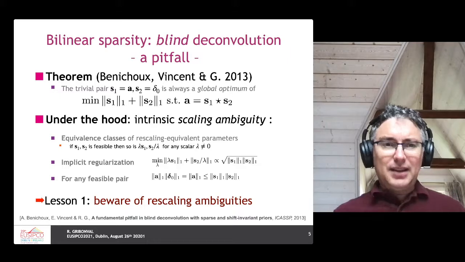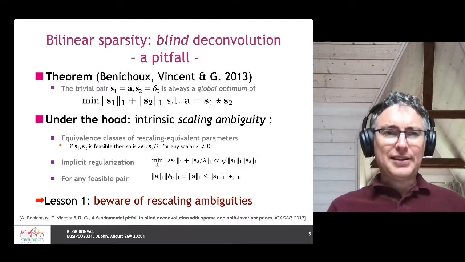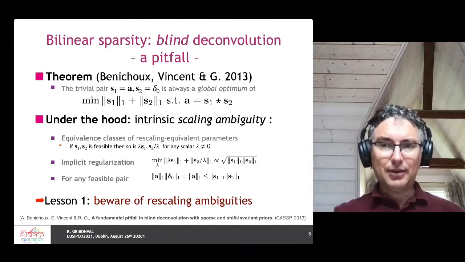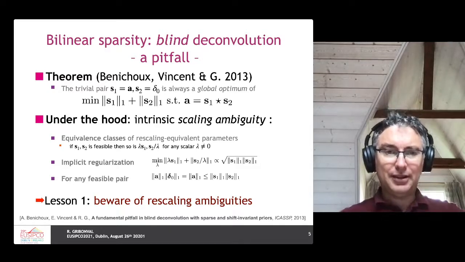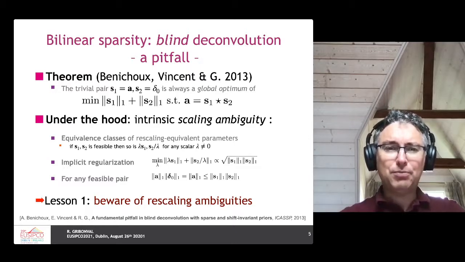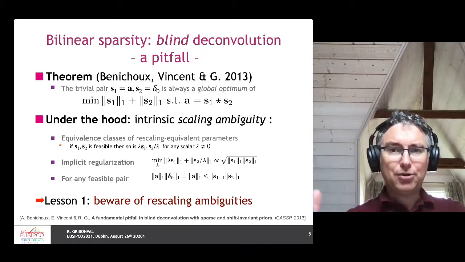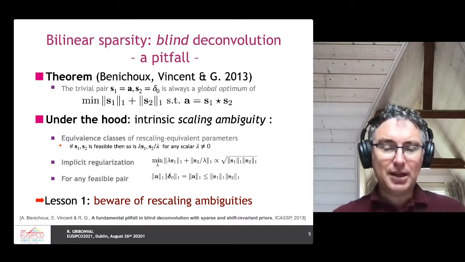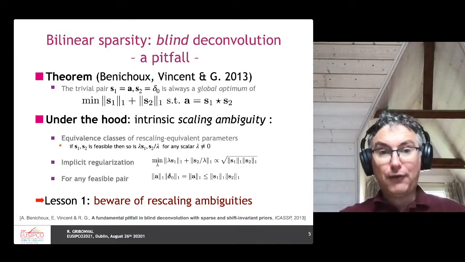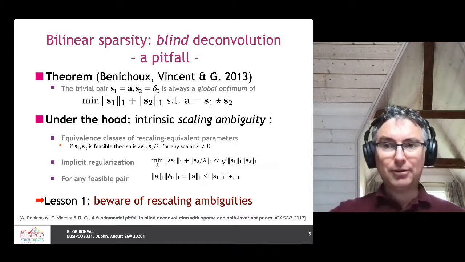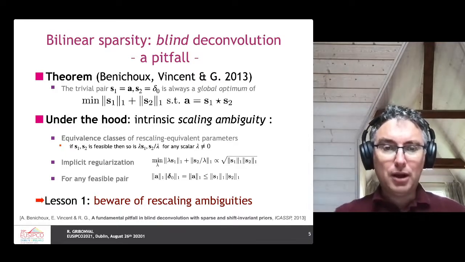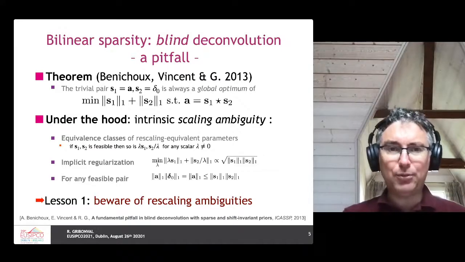So somehow what this tells us is the first lesson about extending the notion and the tool set of sparsity beyond the case of linear inverse problems. Here it tells us that in some way we should be cautious about ambiguities and scaling ambiguities that appear in bilinear problems. Of course, they appear in bilinear problems, and they will also appear in problems which involve more layers, if you want.